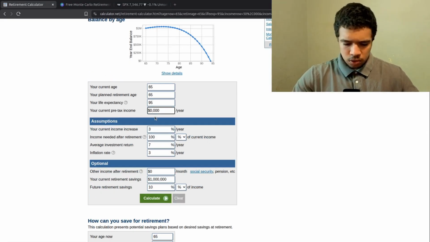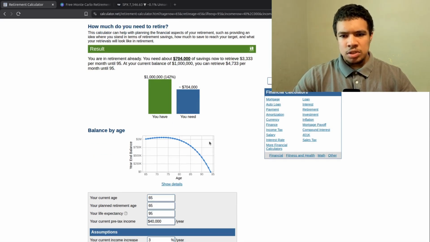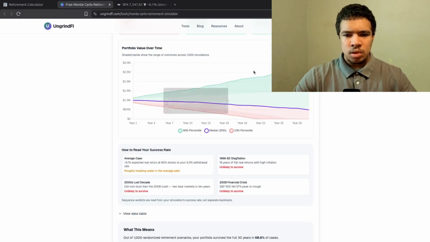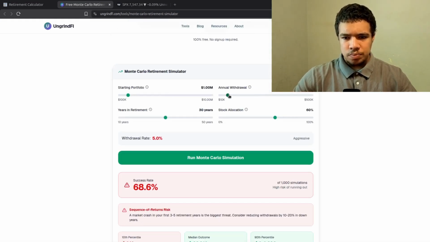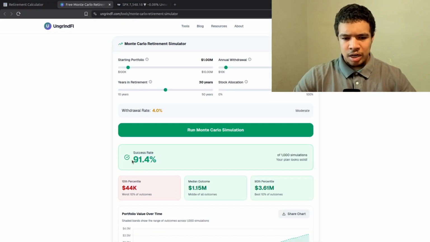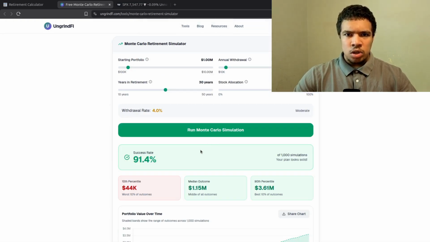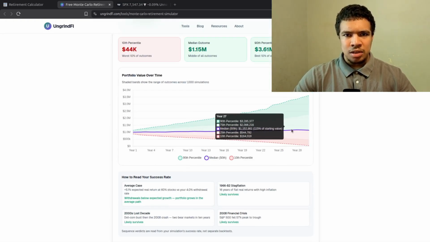Now, if we use a more conservative 4% withdrawal rate, you can see how it says you only need $704,000 in savings. But if we look at this simulation, let's use 4%, you can see it's about a 90% success rate. Now, that's great, 90% success rate, but there's another 10% that you might be a little worried about. Now, this doesn't necessarily mean that you're going to run out of money in 10% of the scenarios.